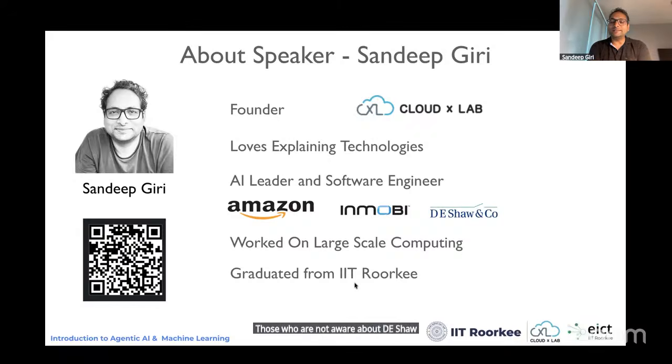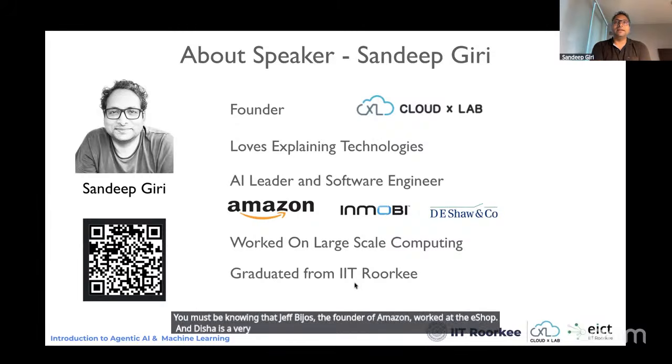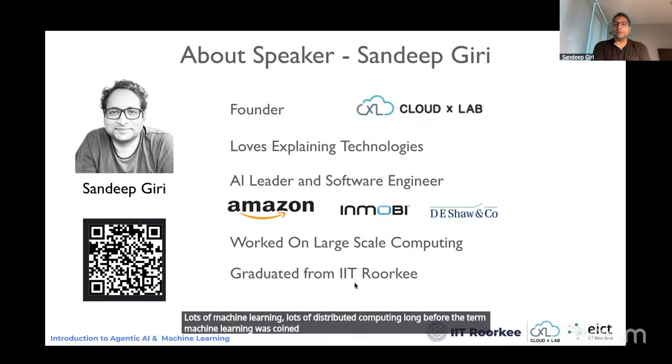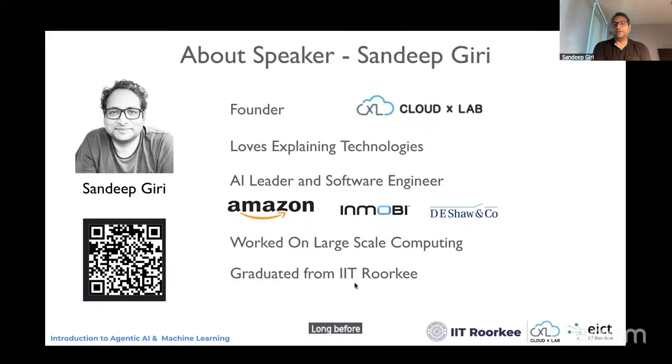Those who are not aware of DE Shaw, you must know that Jeff Bezos, the founder of Amazon, worked at DE Shaw. DE Shaw is a very interesting company. We did lots of machine learning and lots of distributed computing long before the term machine learning was coined. Long before big data was coined, we were working on big data. That was DE Shaw.